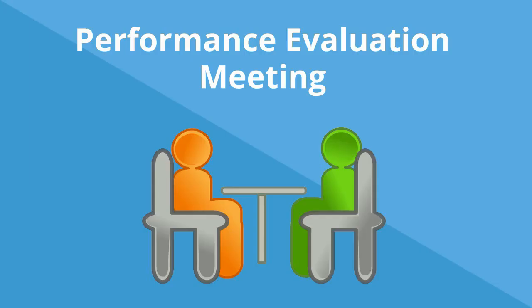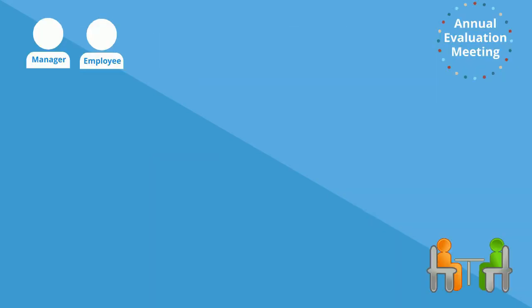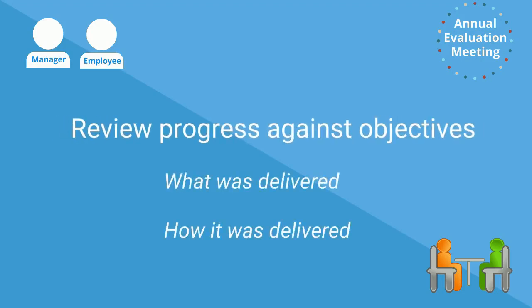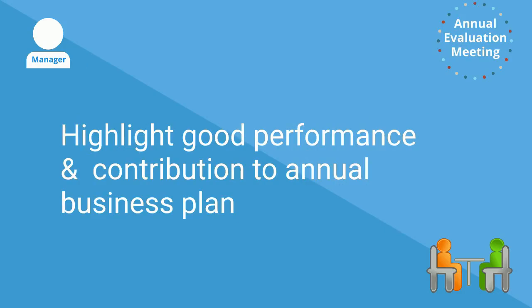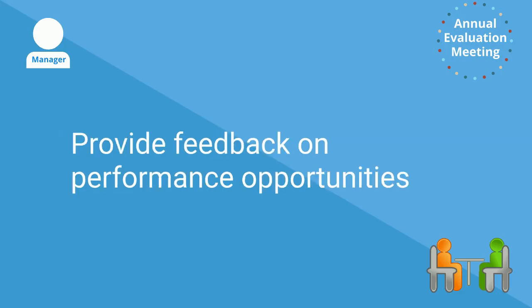Now let's have a look at the performance evaluation meeting. At the annual evaluation meeting, the manager and employee review progress against objectives, looking at what has been delivered and how it has been delivered. Where the manager does not agree with an employee's self-assessment, evidence and examples are provided. The manager highlights good performance and how the employee's work contributed to the annual business plan. The manager provides feedback to the employee on performance opportunities.